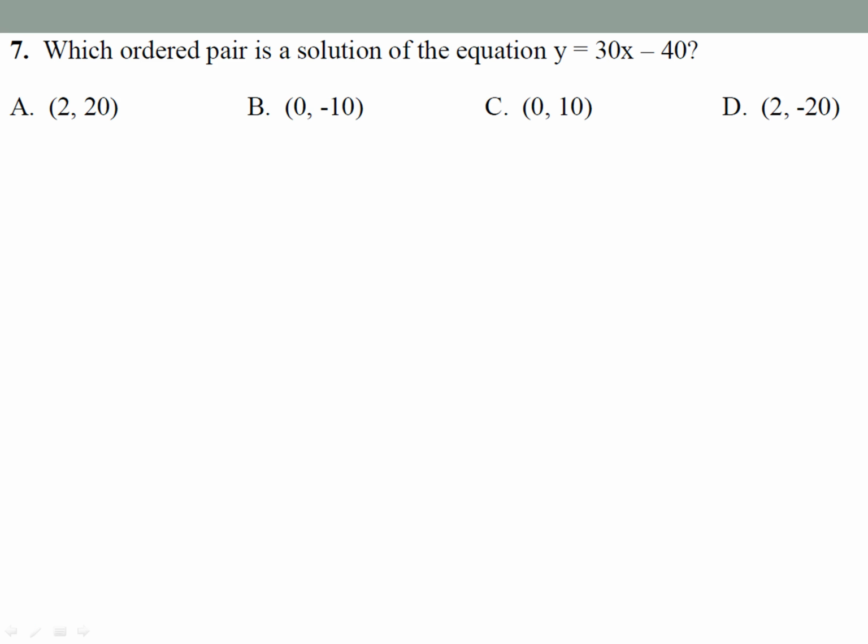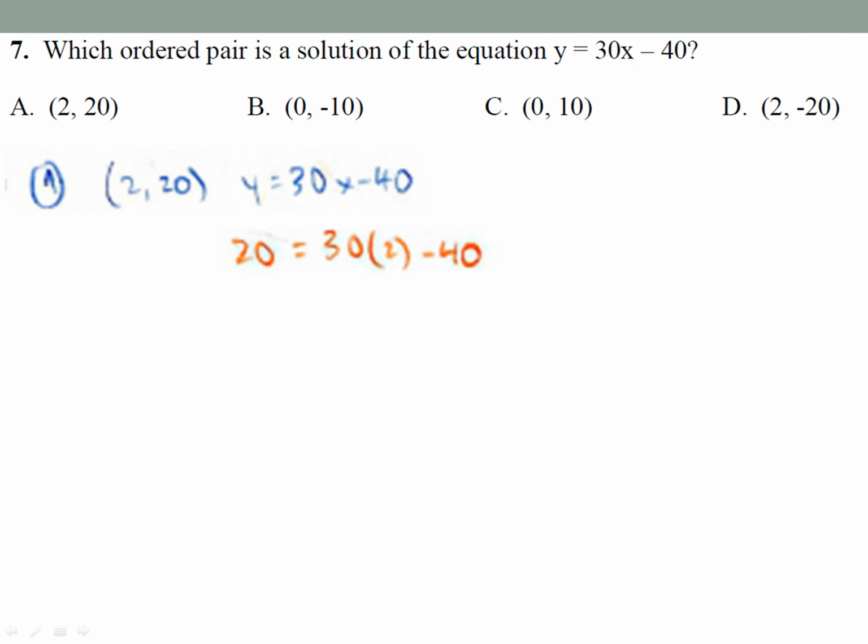Let's take a look at number 7. This was part of your warm-up for Thursday for numbers 1 and 2, if you're looking at those. But which ordered pair is a solution of the equation given here? Y is equal to 30x minus 40. I ain't got a lot of time, guys. Let's keep this brief. We're going to take a look at A.